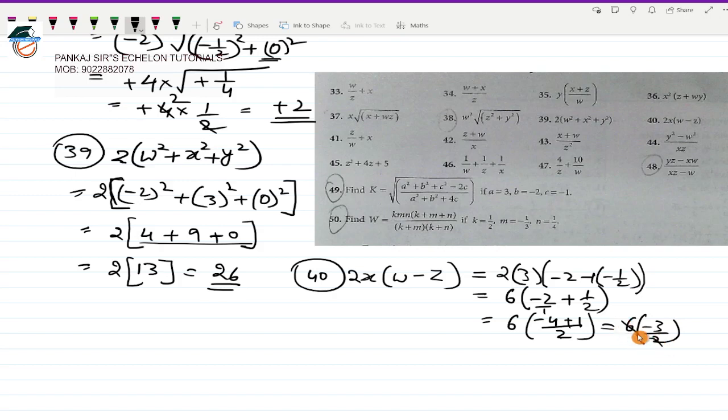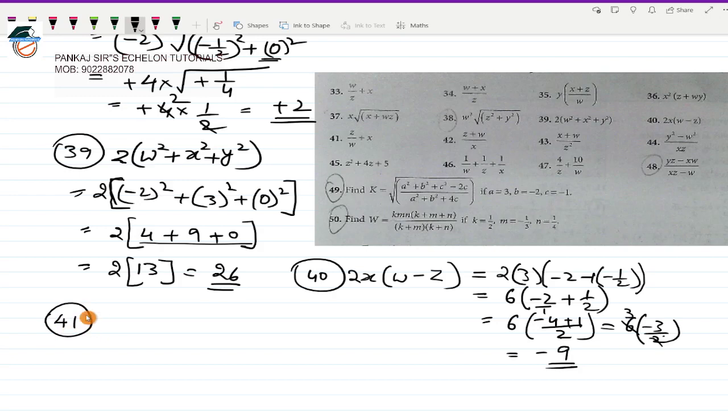Now this 2 and 6 will cut to give you 3. So final answer will be 3 into 3, 9. But there's a minus sign over here, so it will be minus 9. So the answer for the 40th question is minus 9. And the answer is perfectly correct. So we have completed 40 questions. Let us do 41 now.